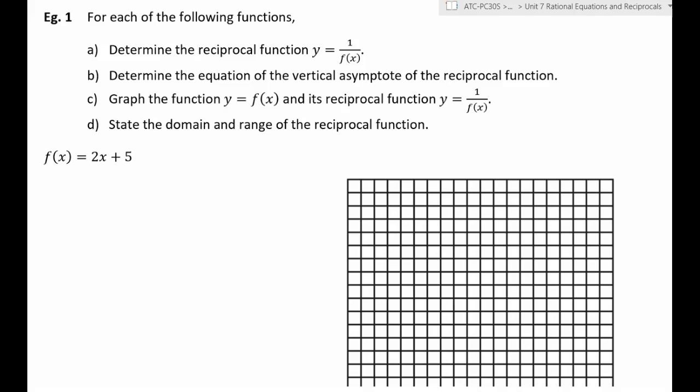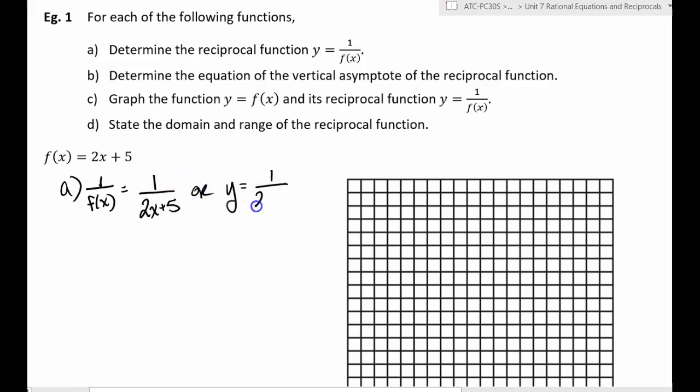Example 1. For each of the following functions, determine the reciprocal, determine the equation of the vertical asymptote, graph both of them, and state the domain and range. So, A. The reciprocal of this function is going to be 1 over 2x plus 5. Now, if you want to write it as y equals, that's totally fine. Either one.